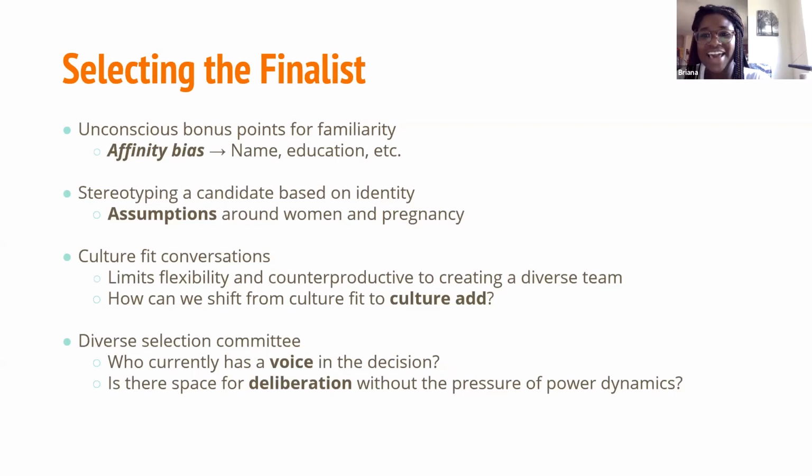Next piece is stereotyping a candidate based on their identity. What immediately comes to mind for me is one of the most upsetting assumptions, which is, when women are in interviews, whether or not they're wearing a wedding ring, there are assumptions around what their family planning decisions might be. So just thinking about what assumptions we are making about this person's character or their future decisions that are really influenced only by the stereotypes I've gathered about who they are or who they identify as.